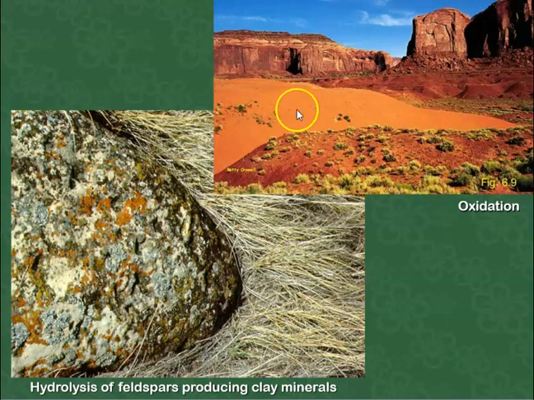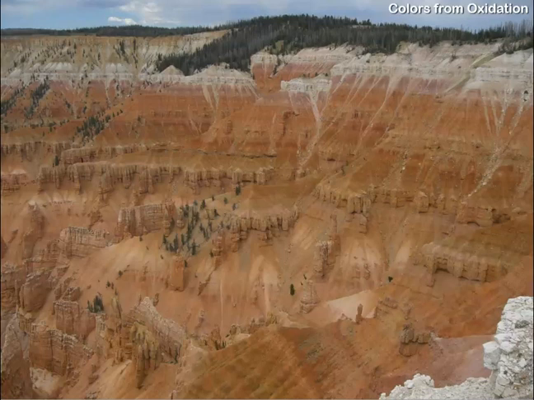So here you can see the oxidation, the reddish colors that we can find in the Utah area, Grand Canyon. And also oxidation, this is at Cedar Breaks National Monument in Utah. These additional colors are from other metals that are found in the rock. So primarily the red are the irons, but these pinks and whites are also other forms of oxidation.